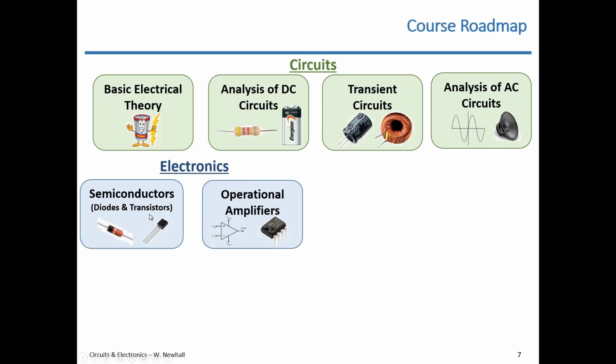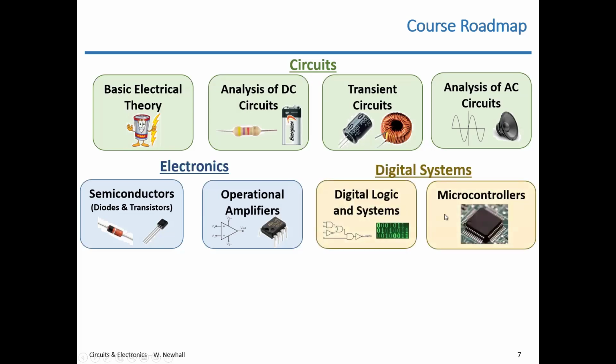We're going to talk about diodes and transistors and their applications. We're going to talk about operational amplifiers, and you will work with these in lab. And then we're going to move on to digital systems. We're going to talk about digital logic and digital systems. So combinatorial logic: how do you have a hardware circuit make a decision based on digital inputs? Okay, and then we're going to talk overall about analog and digital systems.